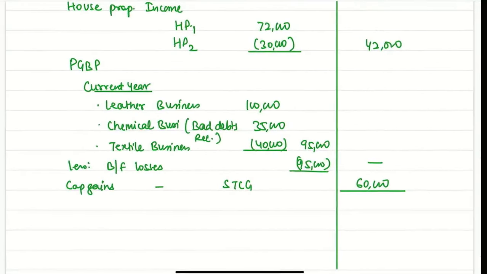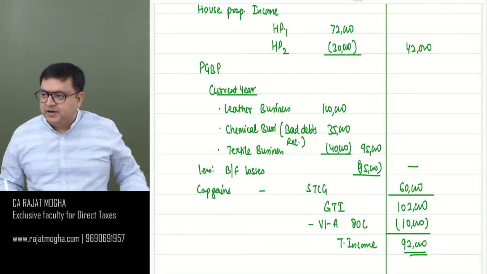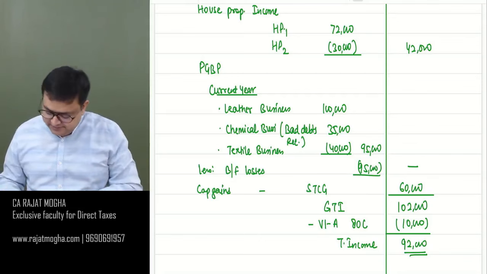So my total GTI comes to 1,02,000 minus chapter 6A, 80C deduction. 10,000 was the LIC premium. So total income comes to 92,000. Correct, Deepa. Aditya, correct, correct, Deepa.